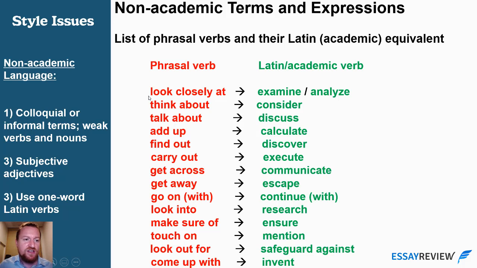So let's say instead of "the scientists look closely at," "the scientists examine or analyze." These are Latin. Think about, consider; talk about, discuss; add up, calculate. There's a ton of these verbs, and I would say one way to edit your paper, to improve your writing without an editor, is to go through your paper and see if you can identify any phrasal verbs. A phrasal verb has a preposition, a verb plus preposition. So underline all these and then see if there's another way.